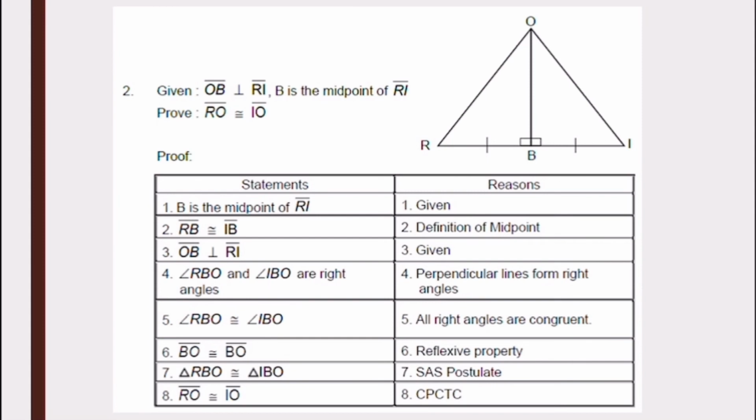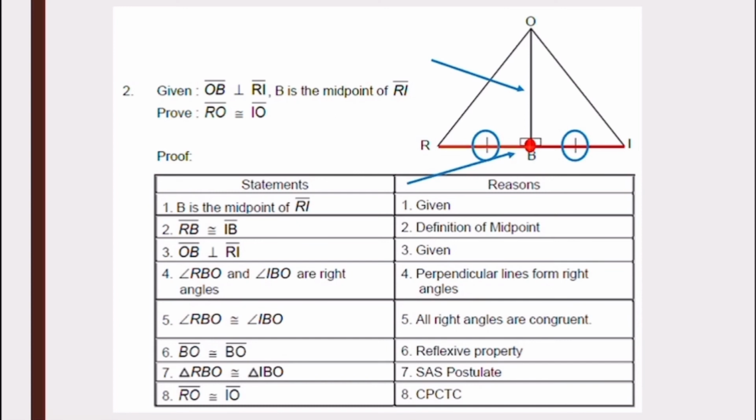So for our analysis, it is given that B is the midpoint of line segment RI. As we know, a midpoint divides a segment into two congruent parts. Thus, line segment RB is congruent to line segment IB by the definition of midpoint. It is also given that line segment OB is perpendicular to line segment RI, and perpendicular segments form a 90 degree angle.